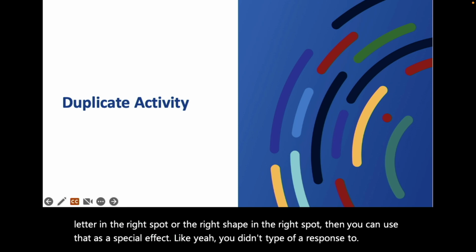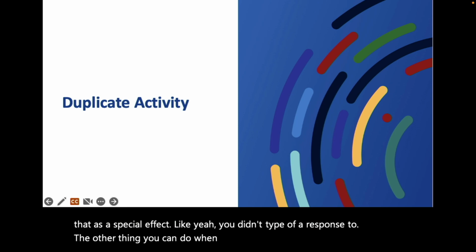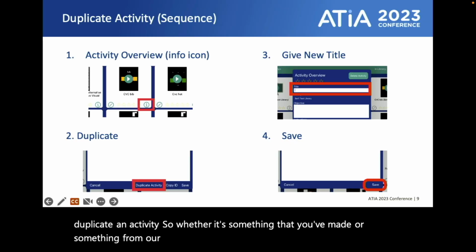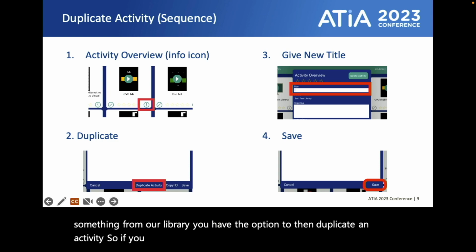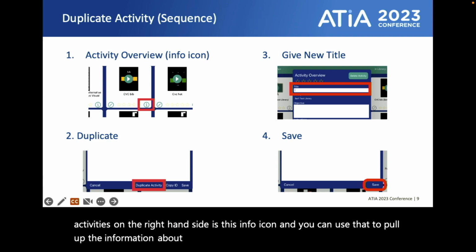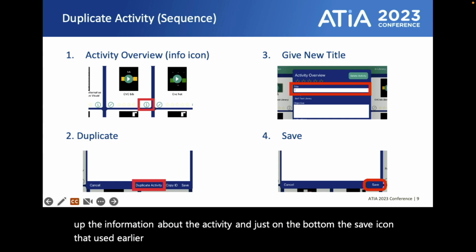The other thing you can do when you're starting to create activities is duplicate an activity. Whether it's something that you've made or something from our library, you have the option to duplicate an activity. From that main page where you're looking at all of our activities, on the right-hand side is this info icon, and you can use that to pull up the information about the activity. Just like on the bottom, there's the save icon that you used earlier. To save the activity, you can hit duplicate.